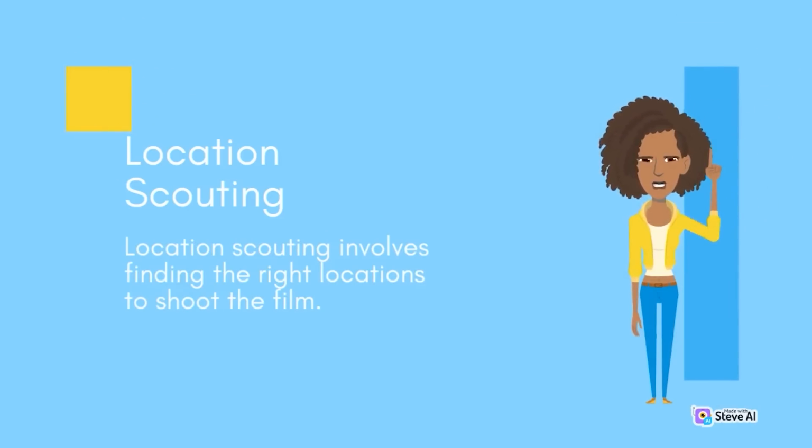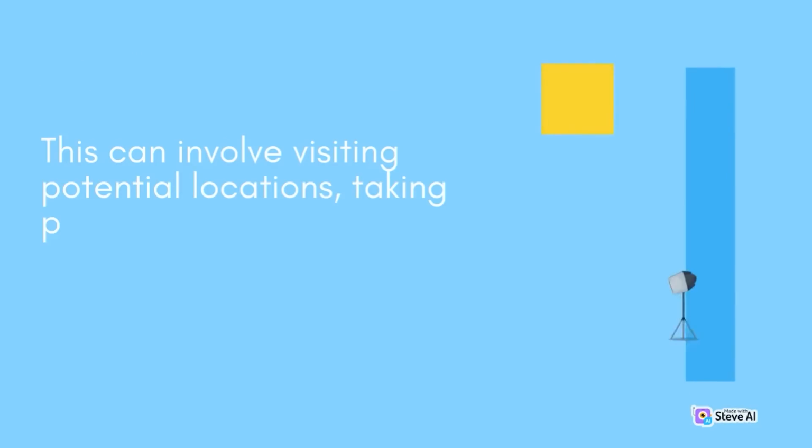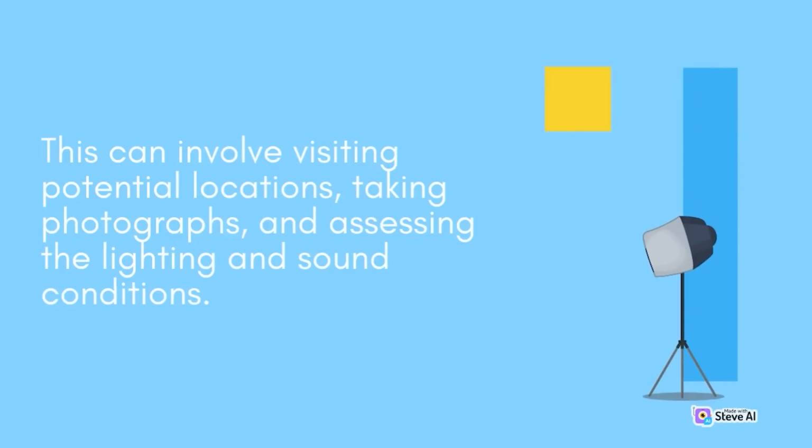Location scouting. Location scouting involves finding the right locations to shoot the film. This can involve visiting potential locations, taking photographs, and assessing the lighting and sound conditions.